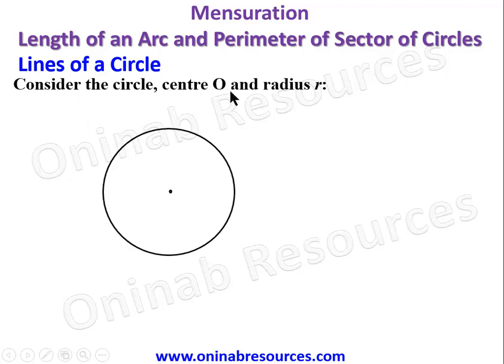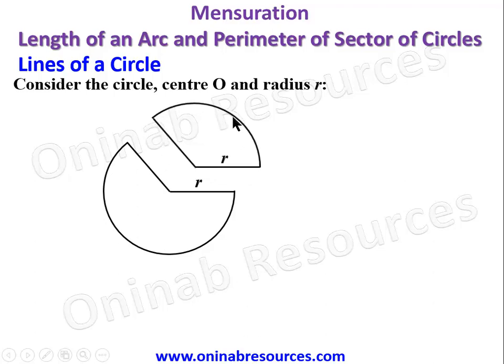Now we look at lines of a circle. Consider the circle center O, radius R, and this is another radius. The two radii here divide the circle into two sectors. So if you decide to separate them, we have the minor sector and the major sector: the bigger sector is the major sector and the smaller sector is the minor sector.